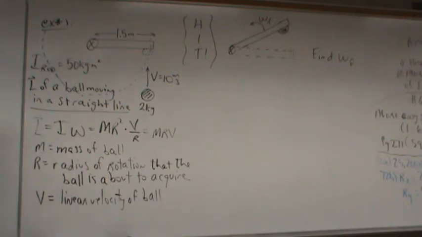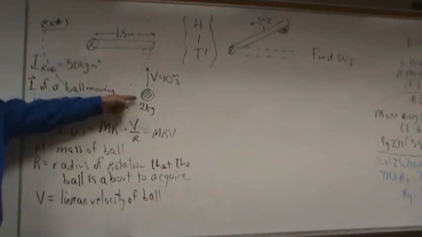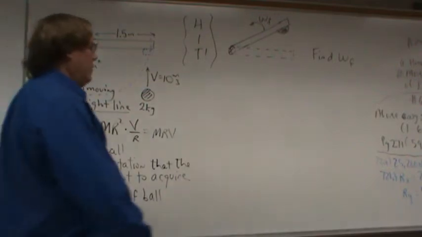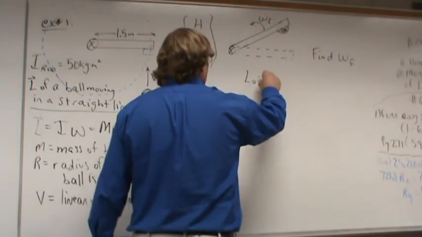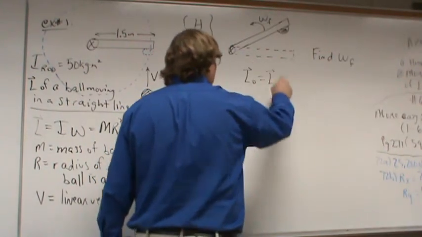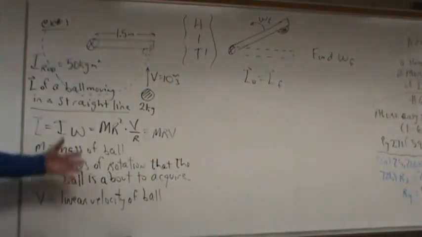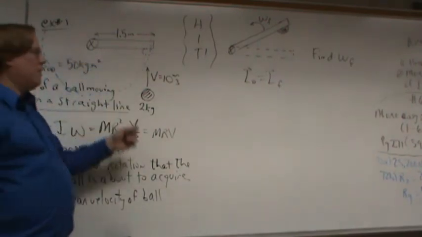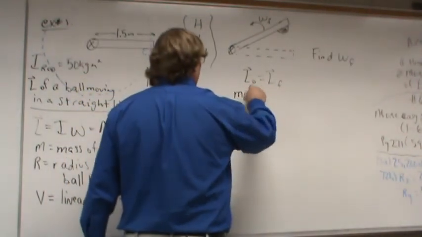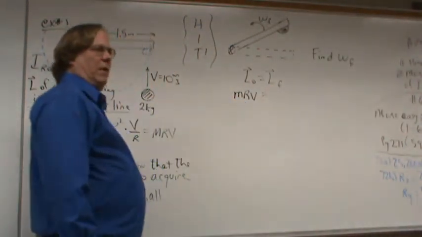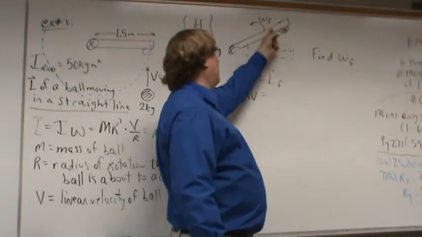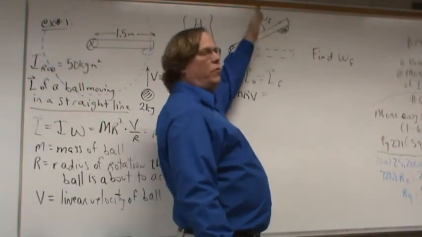Alrighty, well then, now that we have an expression for the angular momentum of a ball going in a straight line, we can solve the problem because we get to do conservation of angular momentum. So let's go for it. My initial angular momentum is only contributed by this ball because this rod is at rest. So I got mRV. For the final angular momentum, I have the inertia of the rod and the inertia of the ball moving together.